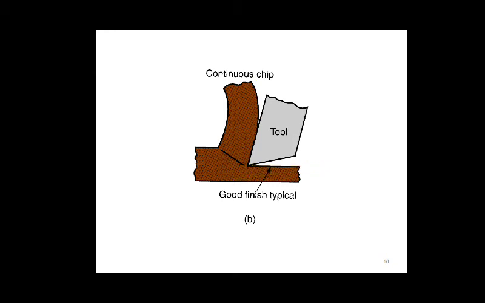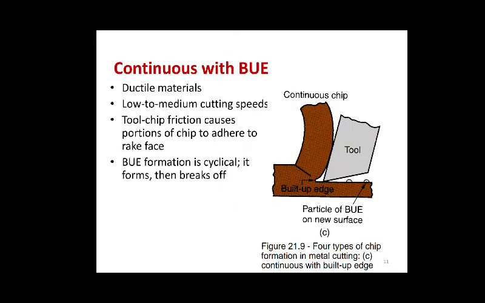Okay, and next, that is continuous chip with built-up edge. This occurs while removing ductile material, at low to medium cutting speed, and the tool-chip friction causes a portion of the chip to adhere to the rake face. Okay. Built-up edge formation is cyclical. It forms, then breaks off. It forms and then breaks off. So particles of the built-up edge sometimes stick to the surfaces over here.